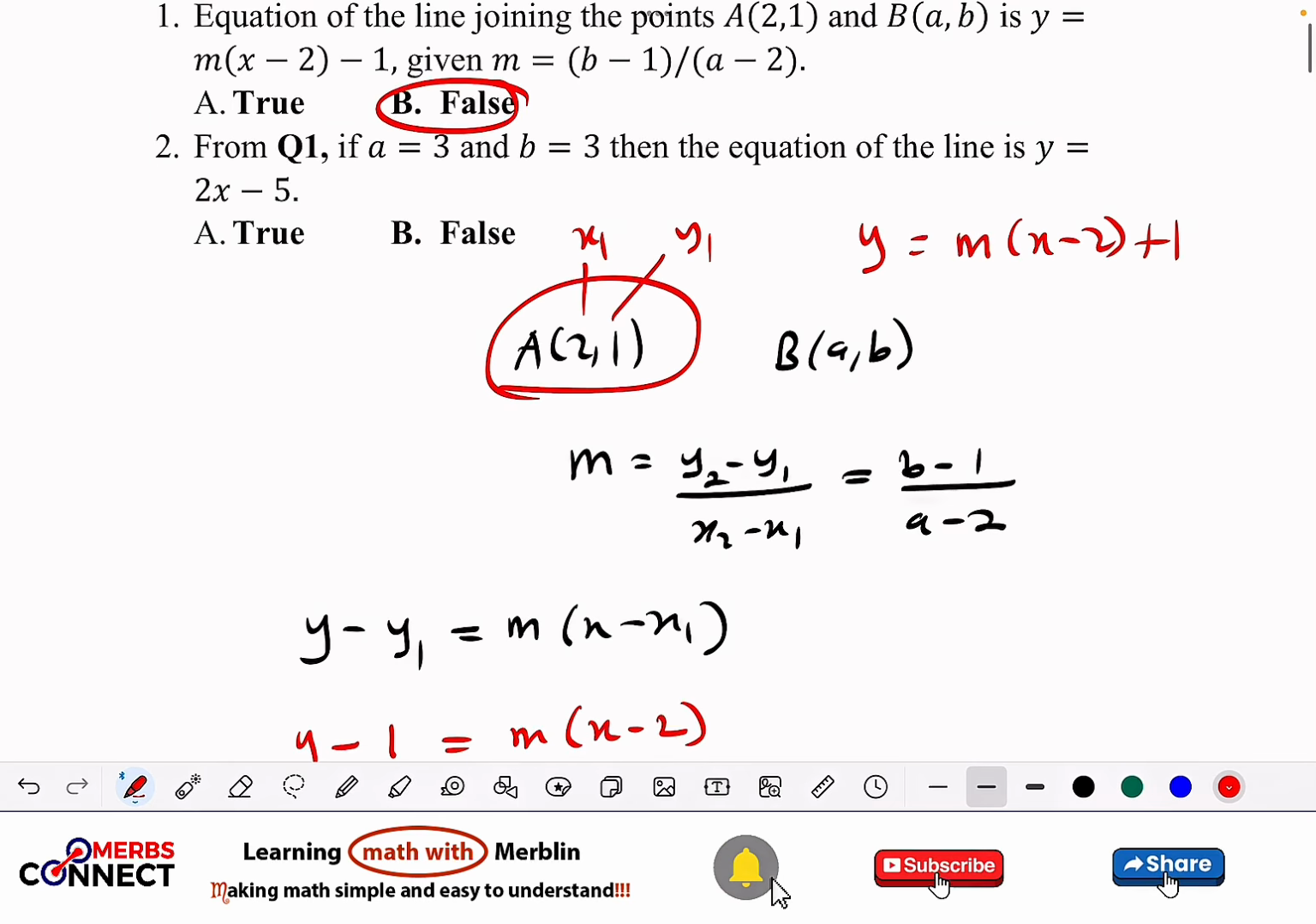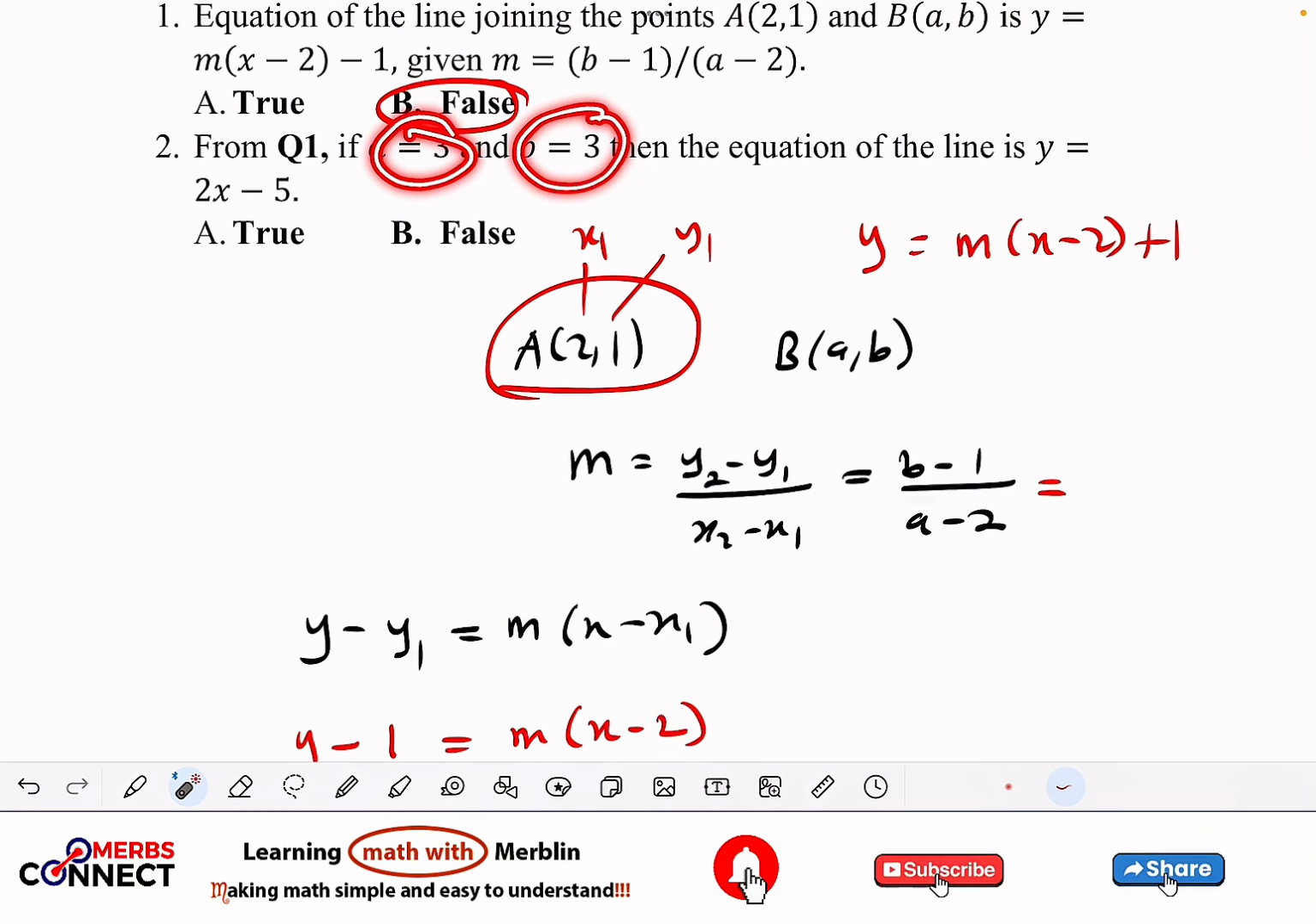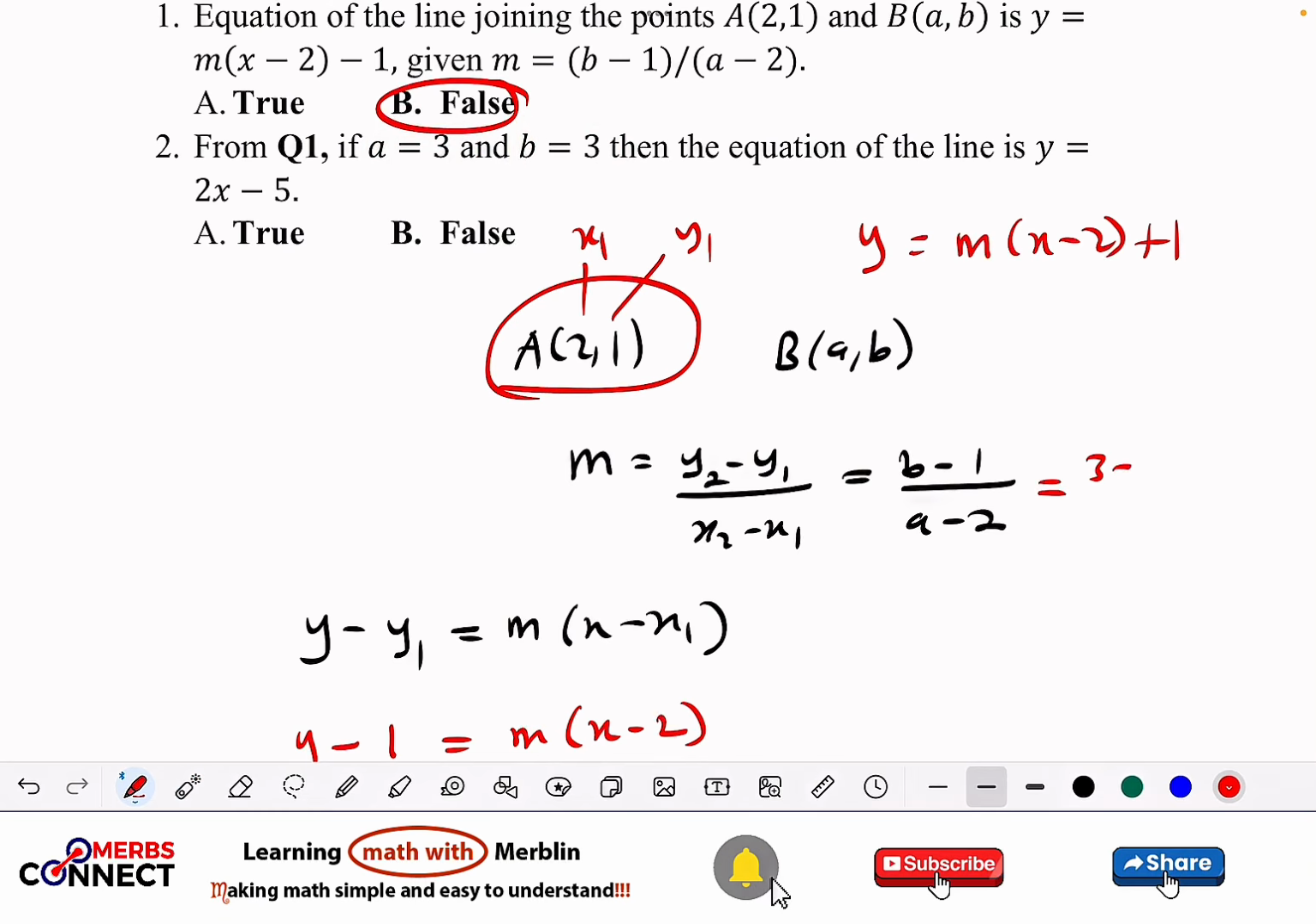Good. Now it's saying that from question 1, if A is 3 and B is 3, then the equation of the line is this. Okay, let's try and find out. So we need to find our slope. We know A to be 3, B to be 3. So we are going to have 3 minus 1 divided by 3 minus 2, and this is going to give us 2 divided by 1, which is 2. So now our slope is equal to 2. So from this, we are going to have y is equal to 2(x minus 2) plus 1.